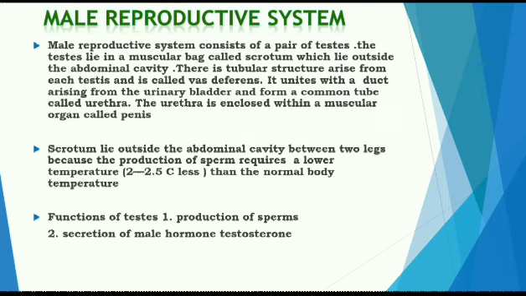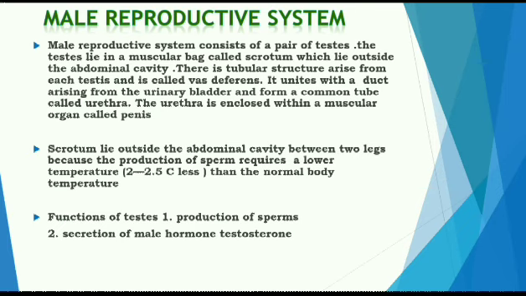Now we come to our own body, that means the animal one. The male reproductive system consists of one pair of testes, that is two testes, which lie in the abdominal area. The area where the testis is present is a muscular bag called the scrotum. It is present outside of the abdominal cavity, not inside. The testis also releases a hormone called testosterone.